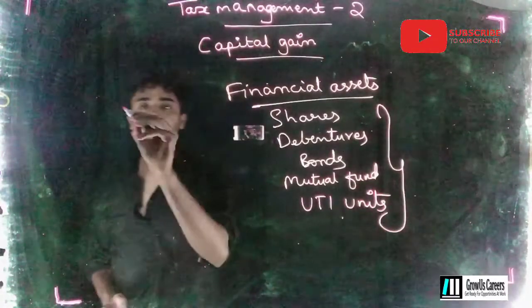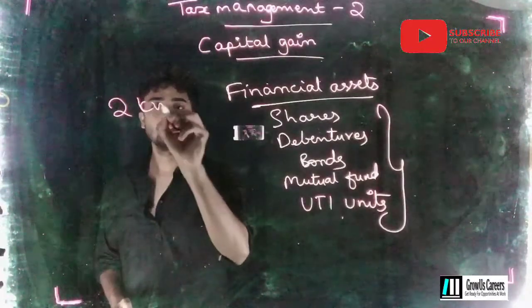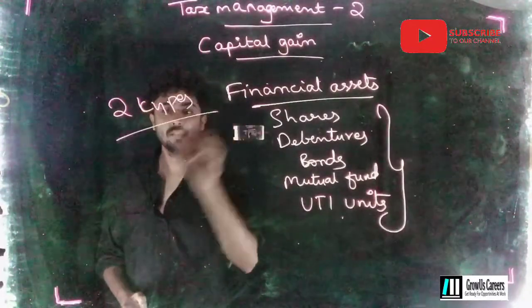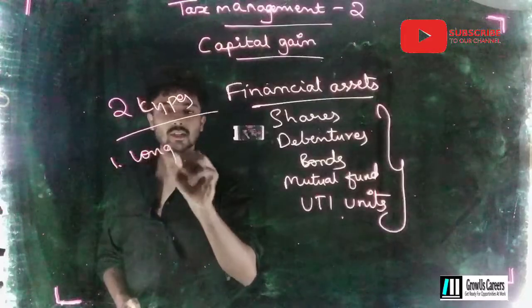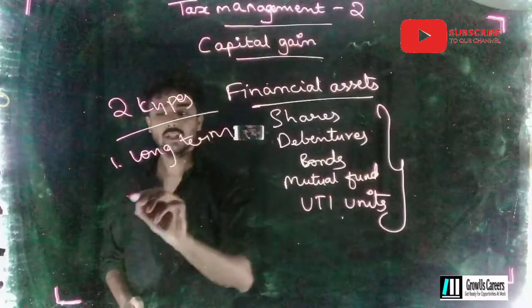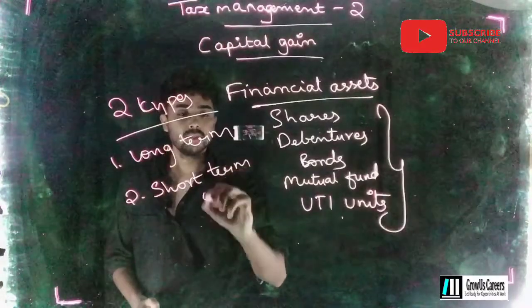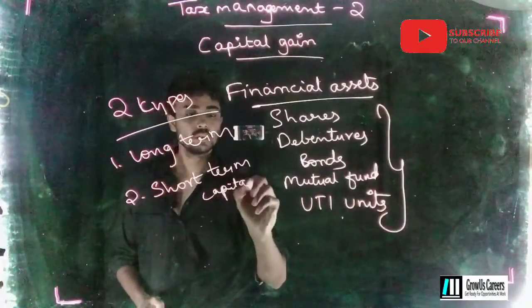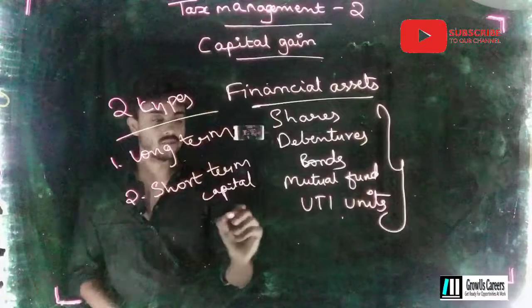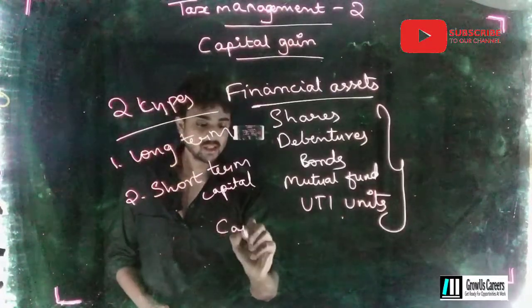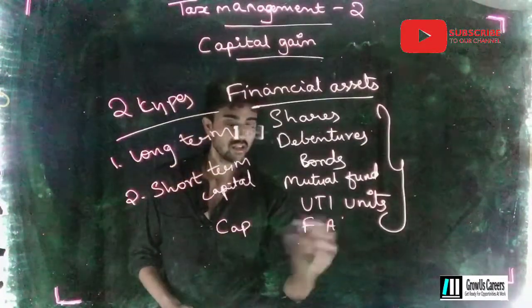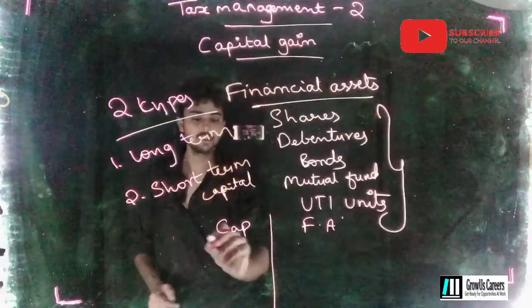So there are two types of capital gain. One is long-term capital gain and another one is short-term capital gain. So we have two types of assets. One is capital asset, another one is financial asset, right?